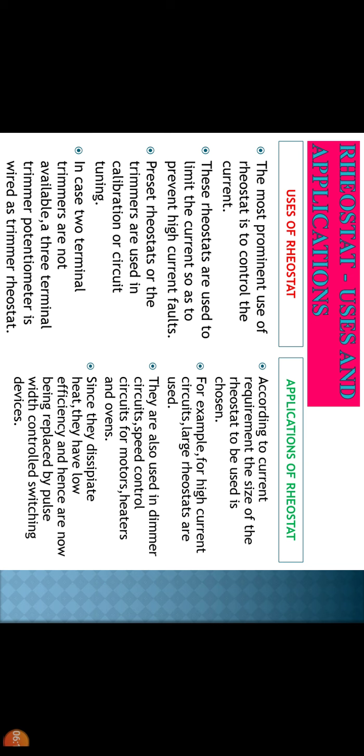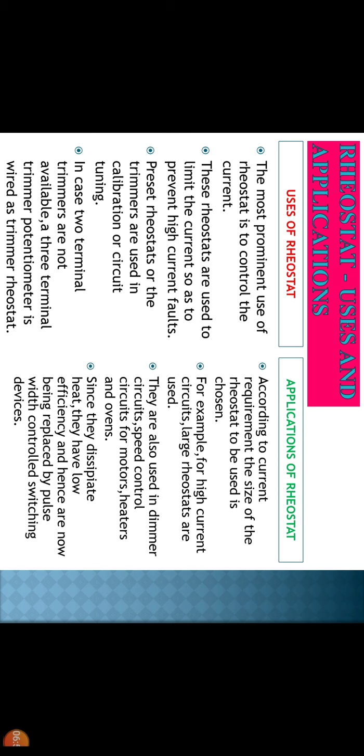So next is rheostat uses and applications. What is the use of a rheostat and what are its applications? As we have studied, the most prominent use of a rheostat is to control the current. These rheostats are used to limit the current so as to prevent high current faults. We have also studied this at the start of our video. Preset rheostats or trimmers are used in calibration or circuit tuning. We have also learned this in preset rheostats.